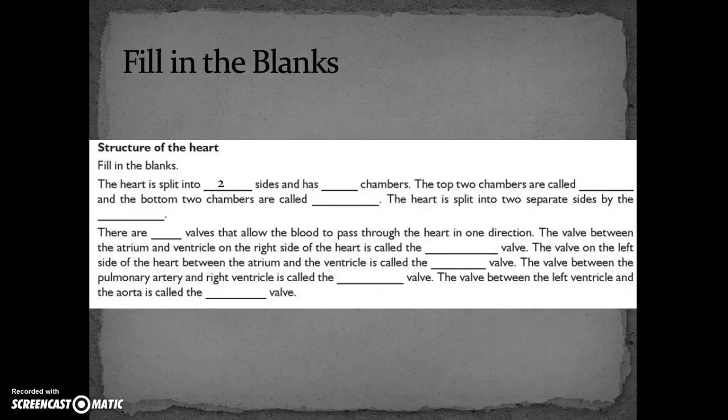So the heart splits into two sides and has 4 chambers. The top 2 chambers are called atria, and the bottom 2 chambers are called ventricles. The heart is split into 2 separate sides by the septum. There are 4 valves that allow the blood to pass through the heart in one direction. The valve between the atrium and ventricle on the right side of the heart is called the tricuspid valve.